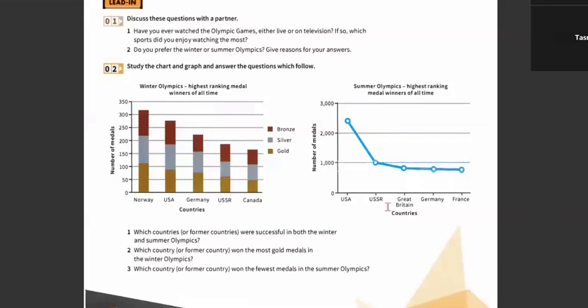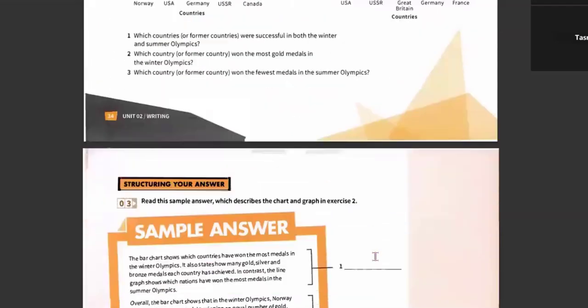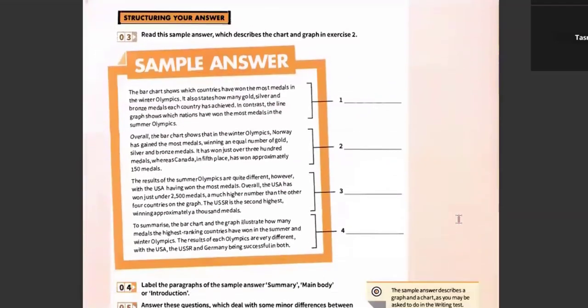Excellent. Very good. So this was just the beginning lesson, which just determined whether you can read the charts and graphs properly or not. So that is what was determined here, and you did great. Well done. So moving on to our third and fourth lesson.